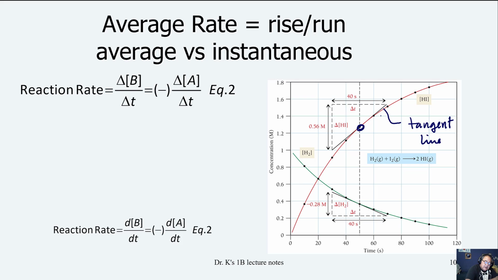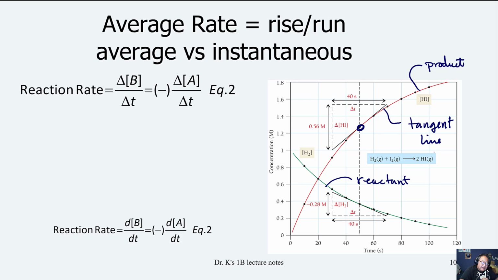So this red line is for the product that's formed, and this green line is for the reactant. And I know that because you can look in your book. There's a reaction right there. But I also know that because the reactants go down generally, the products go up.